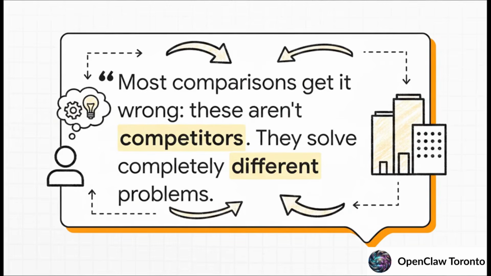Look, let's just get right to the single most important thing you need to know. The number one mistake people make is thinking these two are competitors. They're not even close. They're built for completely different things. And here's the best way to think about it. One is the employee, and the other, that's the entire company.